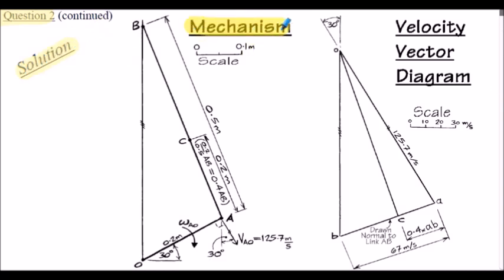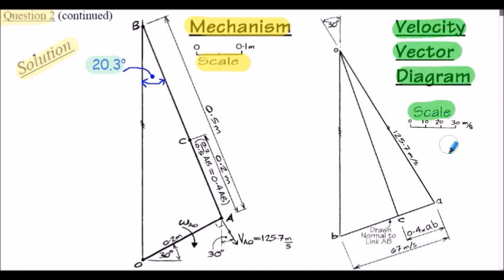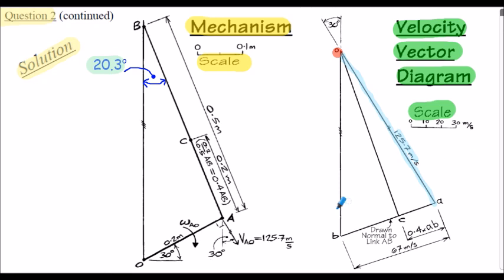Here's the mechanism drawn to an appropriate scale, so various angles can be measured. This angle here measured approximately 20.3 degrees from the diagram. And here's the velocity vector diagram, again drawn to an appropriate scale. Point O here is the fixed rotational point on our diagram. And again, we commence by drawing the tangential velocity of the crank pin relative to point O, which we calculated in our previous slide. That is this velocity vector, VAO, shown here on our mechanism diagram.